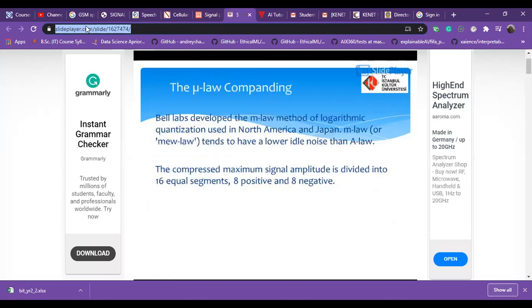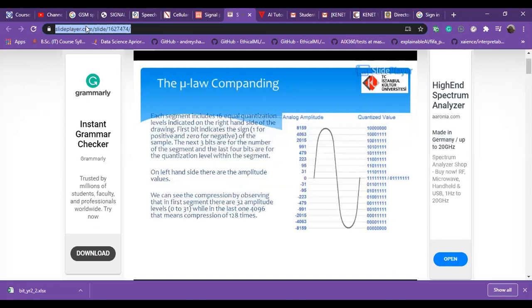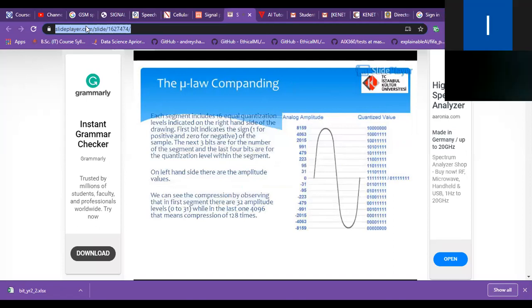The Mu-Law companding. Bell Labs developed the Mu-Law method of logarithmic quantization used in North America and Japan. Mu-Law tends to have a lower idle noise than A-Law. In Mu-Law companding, the compressed maximum signal amplitude is divided into 16 equal segments, 8 positive and 8 negative. Each segment includes 16 equal quantization levels indicated on the right-hand side of the drawing.